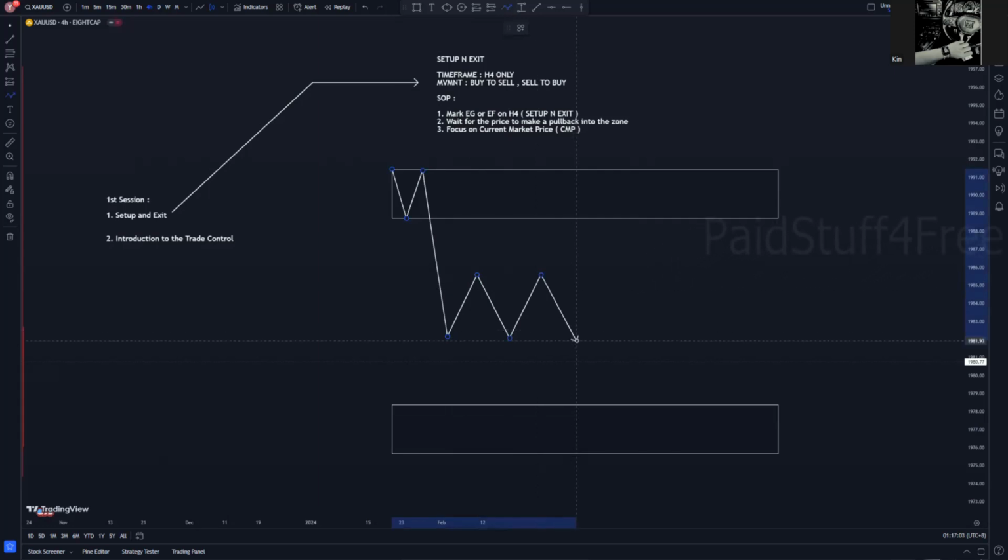No matter how long it takes, the price needs to make a pullback because we need to follow the SOP. After the price made a pullback into the zone, we go to the third SOP, which is to focus on the current market price, the CMP. The CMP for this situation is going to be somewhere around here.